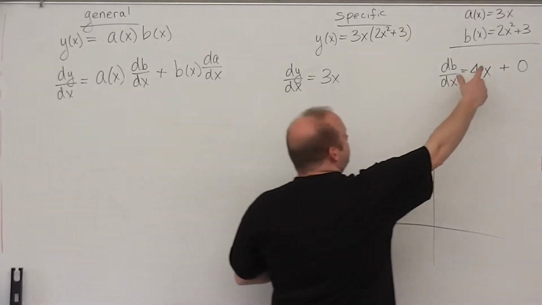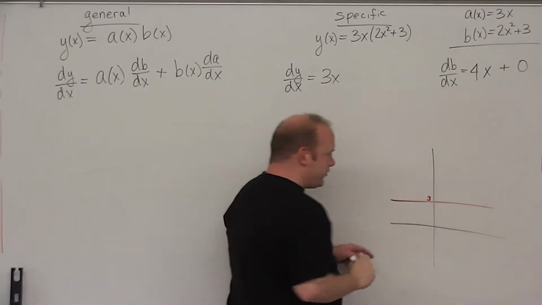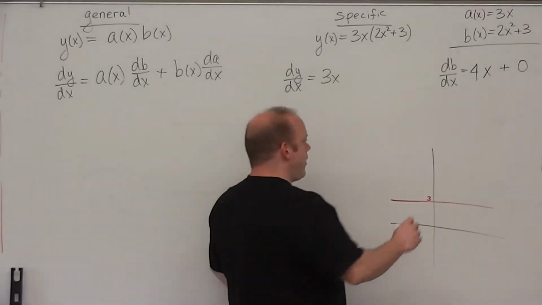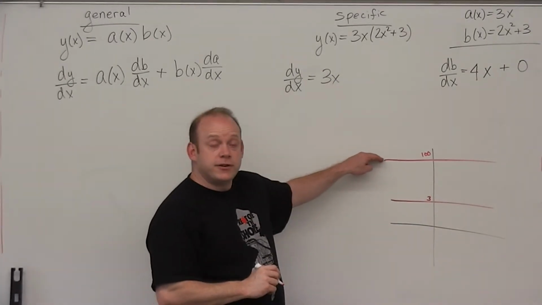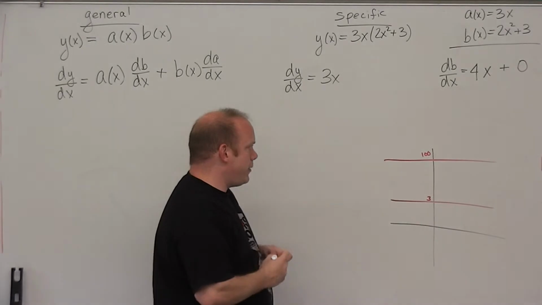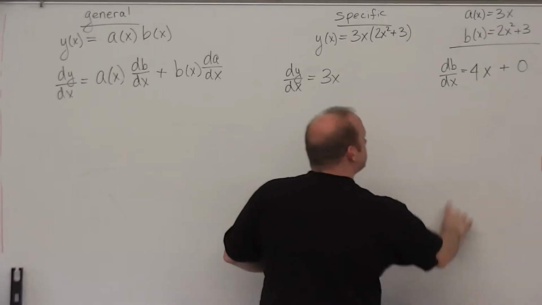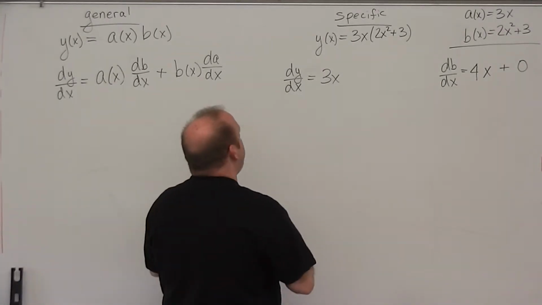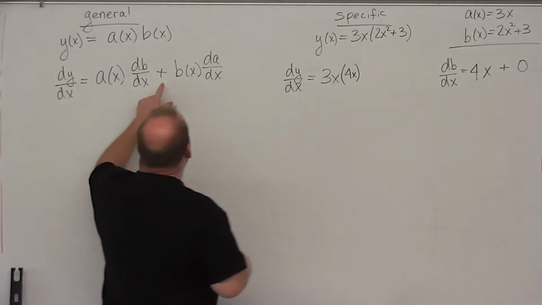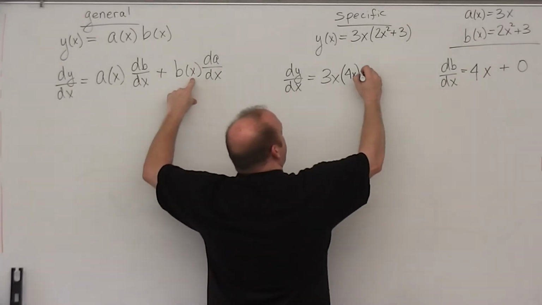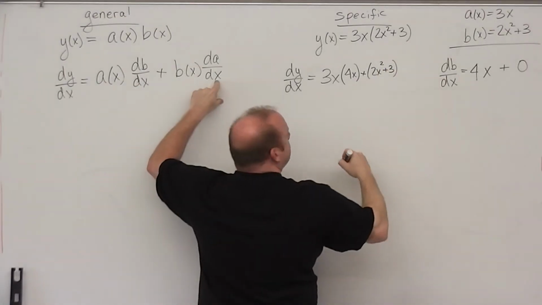remember, this is just saying like y equals 3. What's the slope of that line? 0. Let's say if it was 100. What's the slope of this line? Still 0. So now, my dB dx, therefore, is just 4x. Plus b of x, 2x squared plus 3, times dA of x.